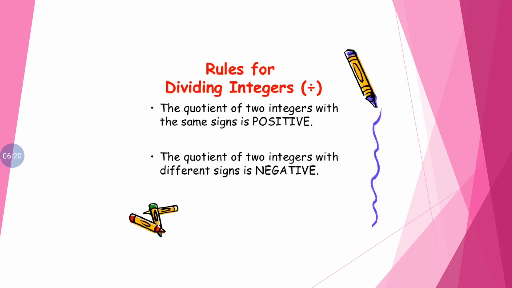So for example, the quotient of two integers with the same sign is positive. Plus divided by plus equal to plus. Numerator and denominator with the same sign, we get a positive value. So the quotient is positive. The quotient of two integers with different signs is negative. So plus divided by minus: numerator plus and denominator minus, we get a negative value. The quotient is negative. So plus divided by minus equal to minus.